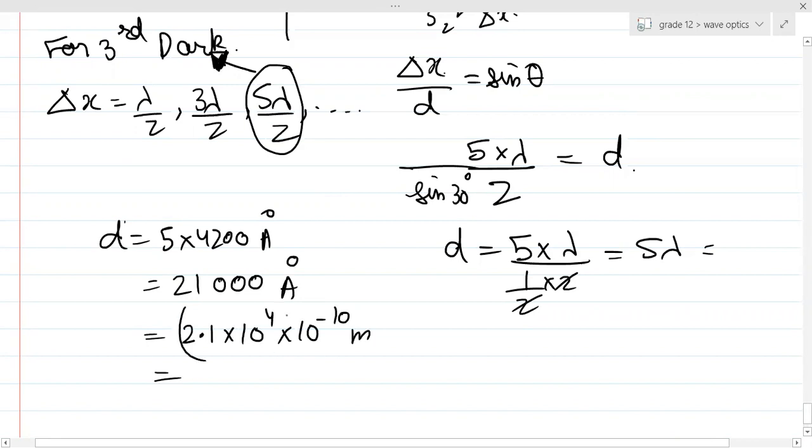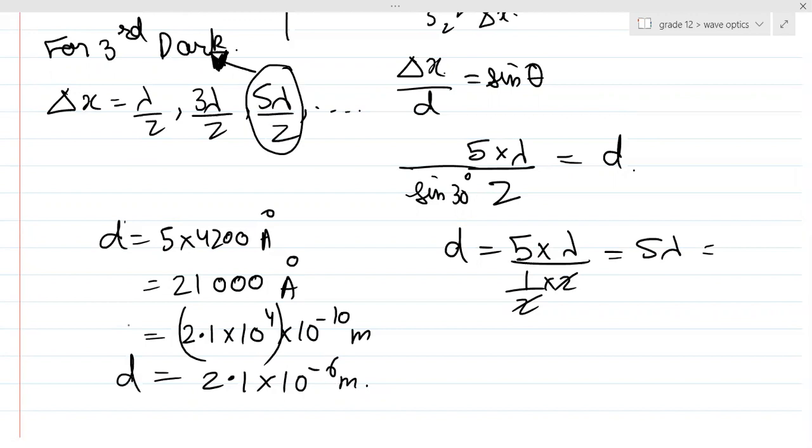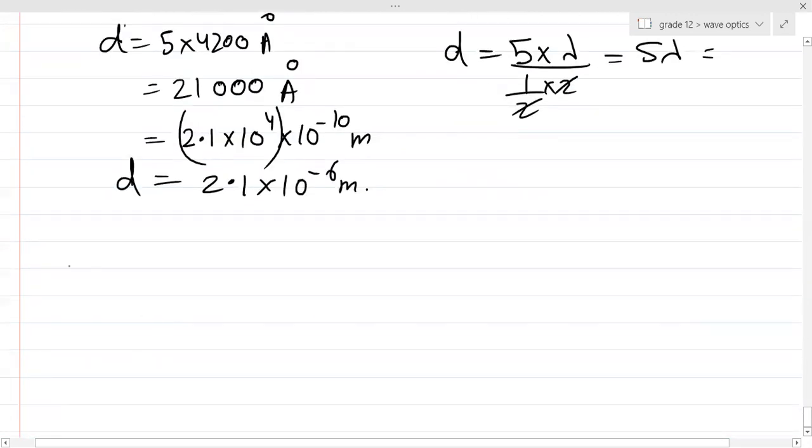So are you guys understanding the conversion? I'm doing the conversion. So 2.1 into 10 to the power minus 6 meters. So basically this should be the separation between the slits, so that the third minima falls over there. Is it clear? Yes, sir. Okay, one more similar type of question. Shall I give it for homework? Yes, one similar type of question, I'm giving it for homework.